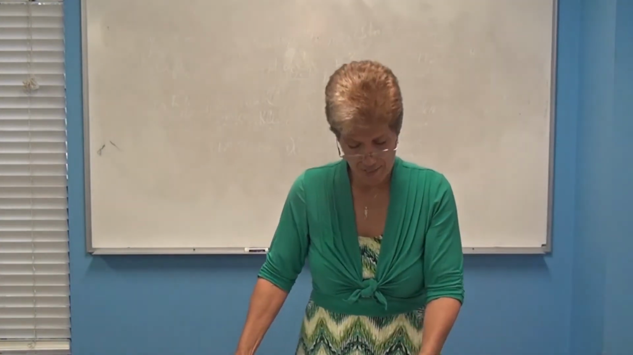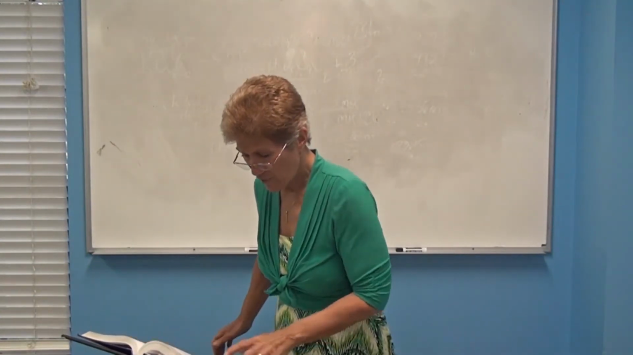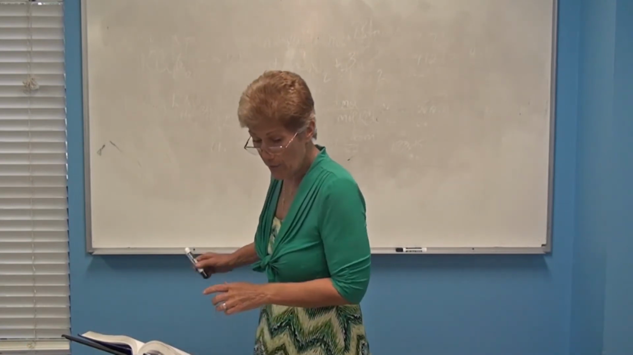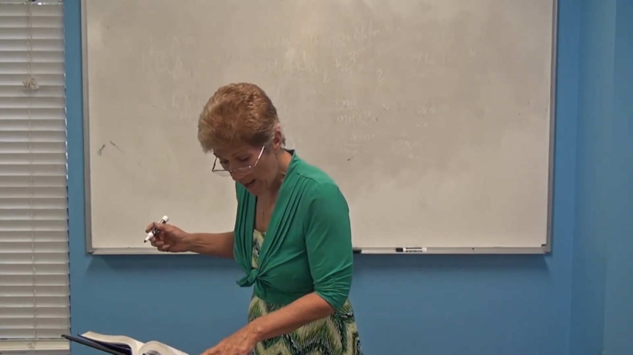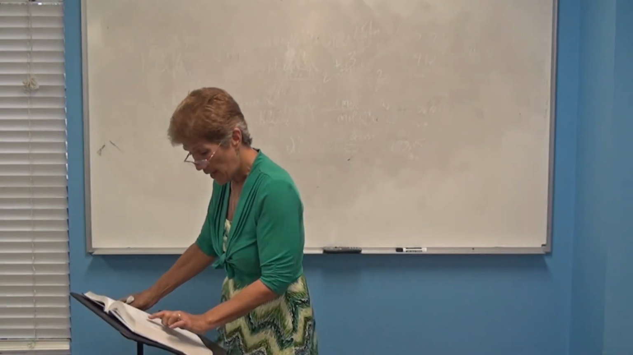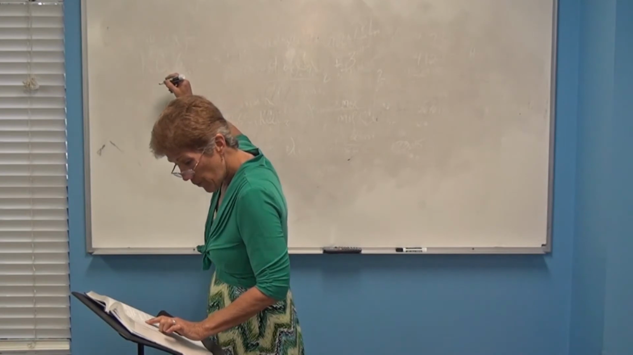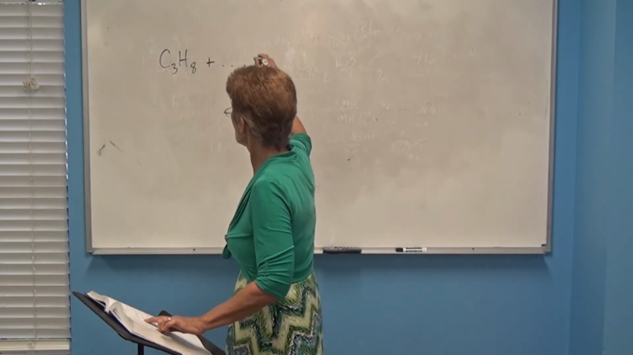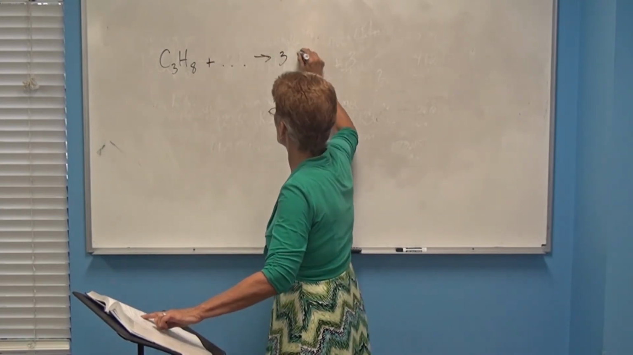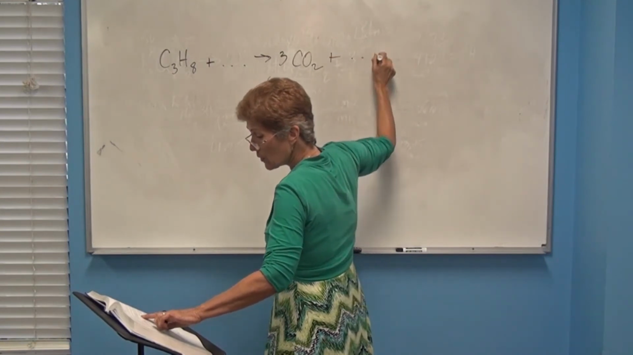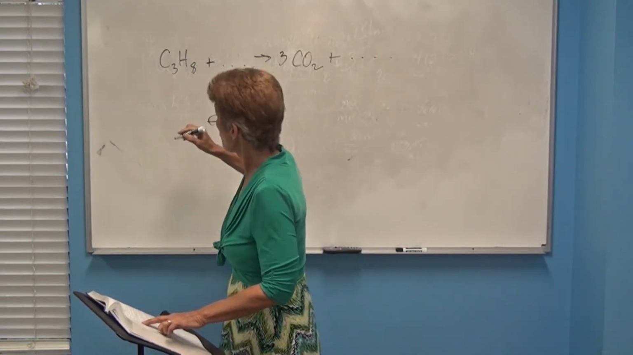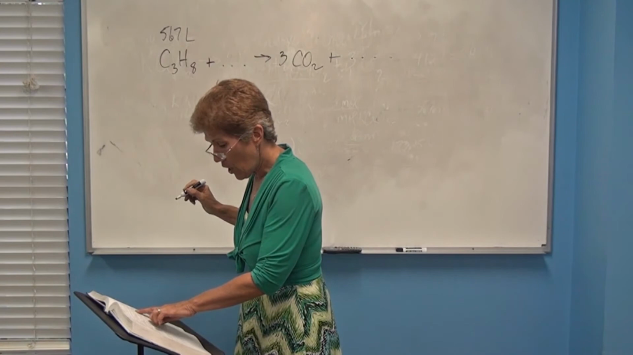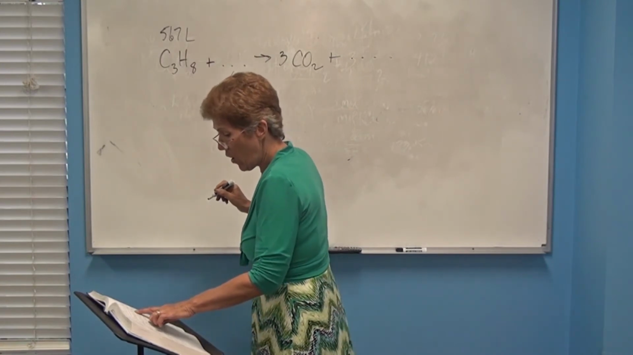Okay, number 19. A chemist burns 567 liters of propane. How many liters of carbon dioxide are made? And then he gives the information. Okay, so let's try this. Oh, and we have the equation right below that. So propane is C3H8 plus... We're trying to get information on carbon dioxide. We have 567 liters of this. How many liters of carbon dioxide are made?